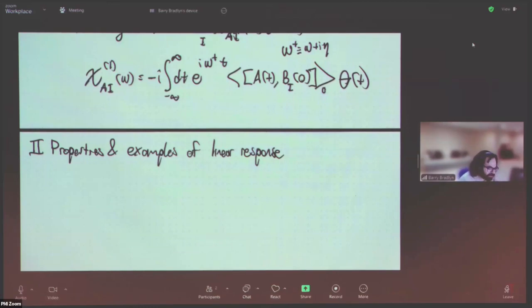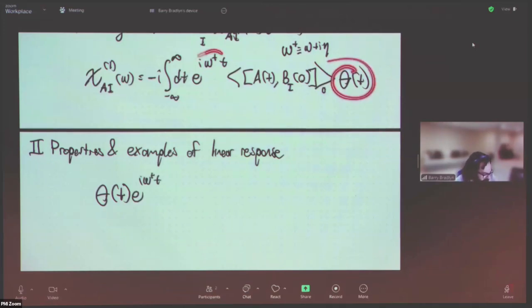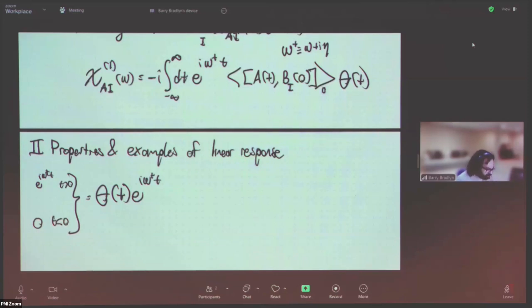and define another function related to chi that will be very important. So because of, well, let's do the following. Let's take the theta function and let's look at this combination that appears here. Theta of t times e to the I omega plus of t. So as a function, this is equal to e to the I omega plus t if t is greater than 0, 0 if t is less than 0.